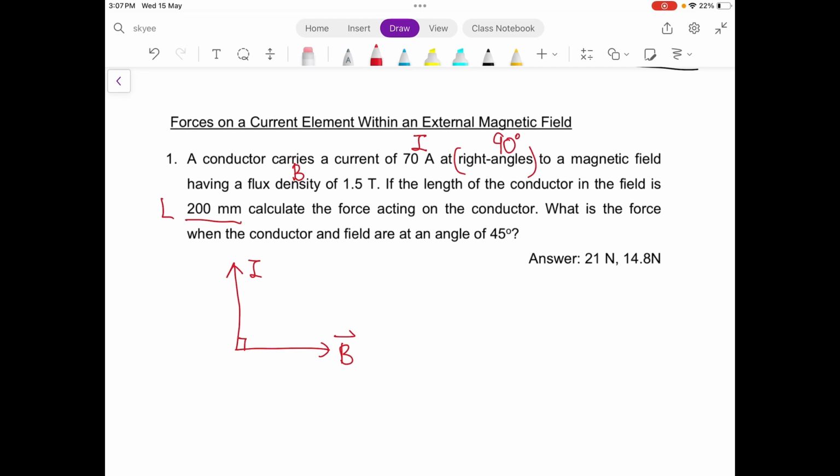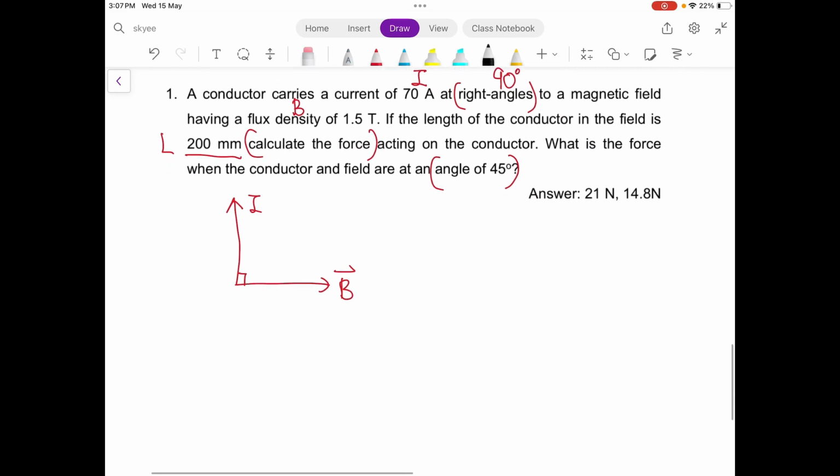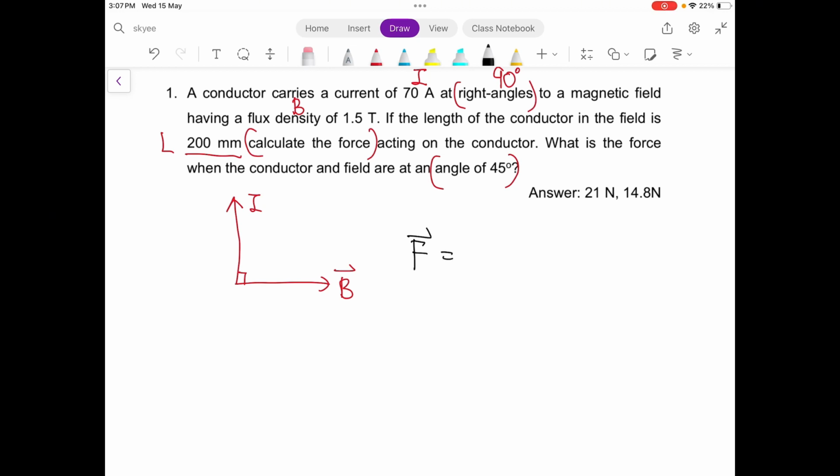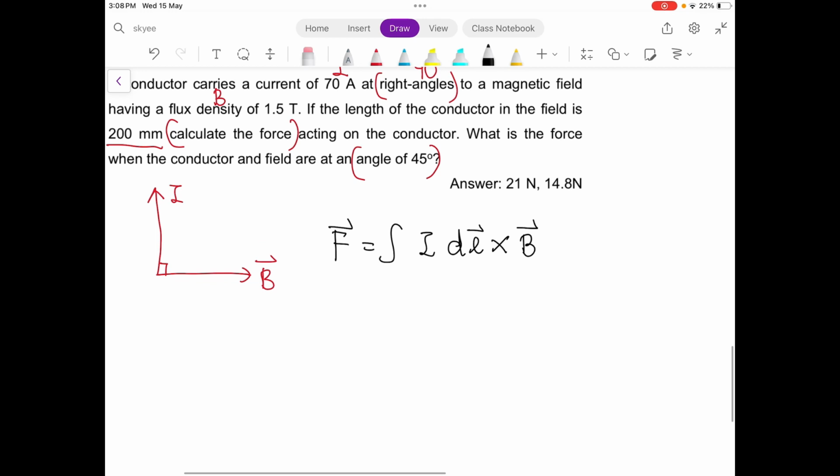So here is one question: calculate the force. And then, what is the force again when the angle is 45 degrees? So you have two questions to solve in this single question. It is talking about a conductor that has a current, so what is the force? You have to use the correct equation, which is this one: integral of I dL cross B.